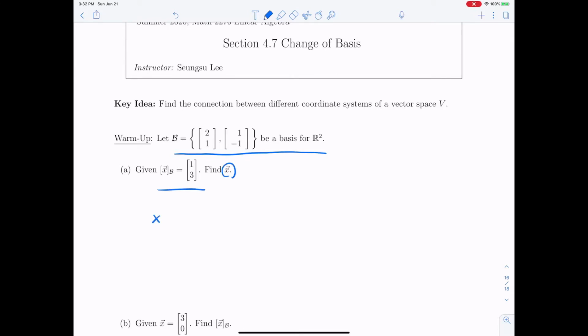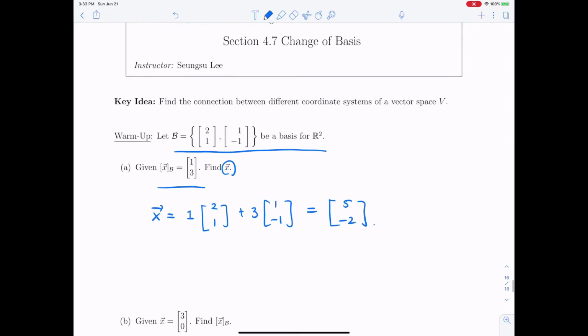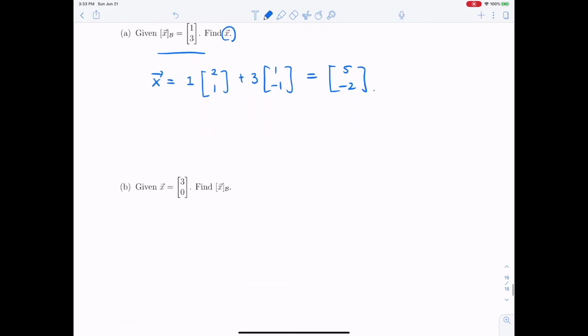Well, X is given by the linear combination of the basis vectors, and its weights are given by 1 and 3. So it's 1 times (2, 1) plus 3 times (1, -1), and this equals (5, -2). And on the other hand, suppose that X is given by (3, 0).